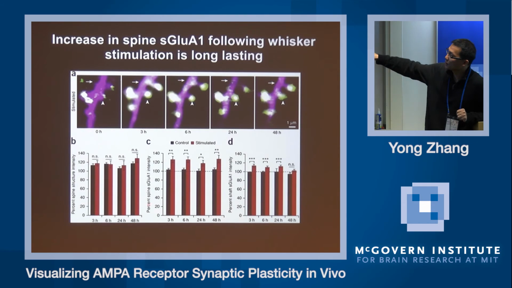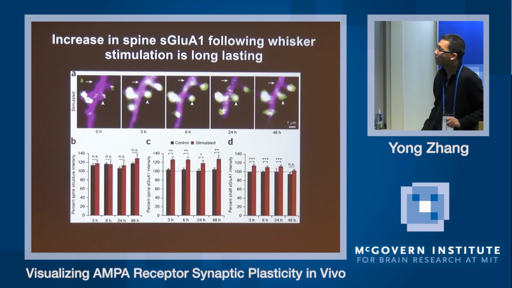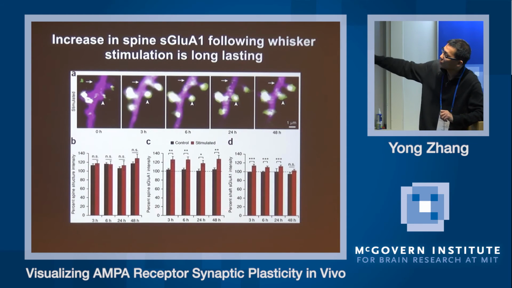For the change in the spine surface AMPA receptors, what we find is that the increase after whisker stimulation is relatively long-lasting. It can still show a dramatic difference at the 48-hour time point. However, interestingly, the change in the shaft surface AMPA receptors comes back to about 6% at 6 hours, and then returns to the level of the control at the 48-hour time point.